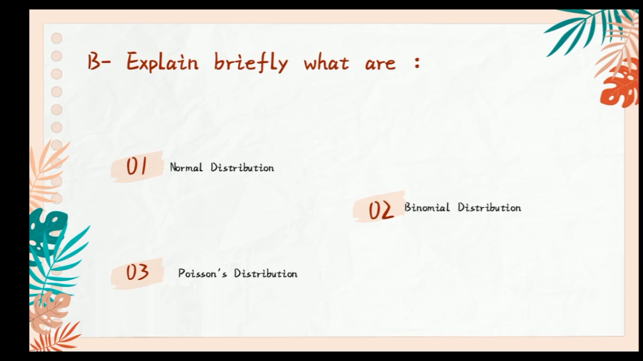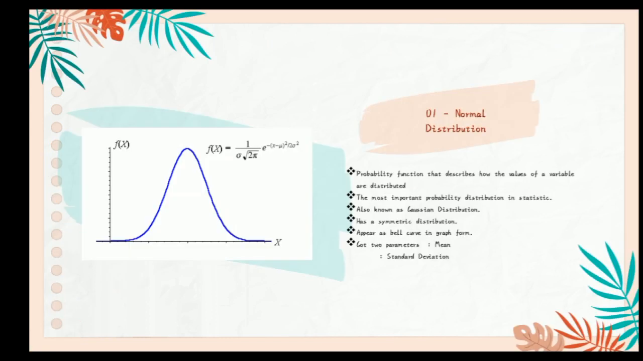The question given is, explain briefly what are normal distribution, binomial distribution, and Poisson distribution. For the first one is normal distribution. It is a probability function that describes how the values of a variable are distributed, and it is the most important probability distribution in statistics.